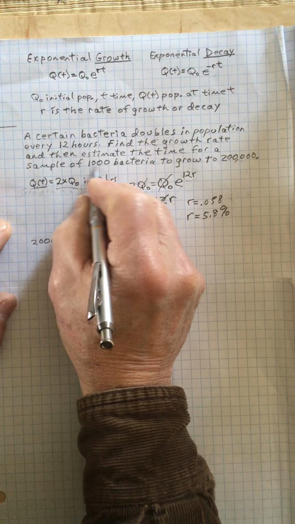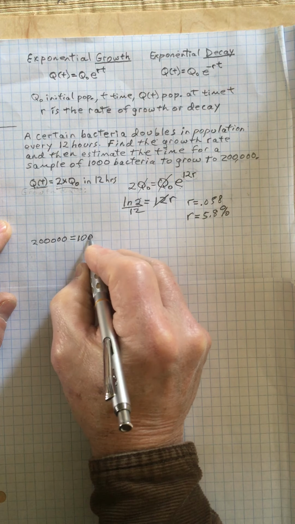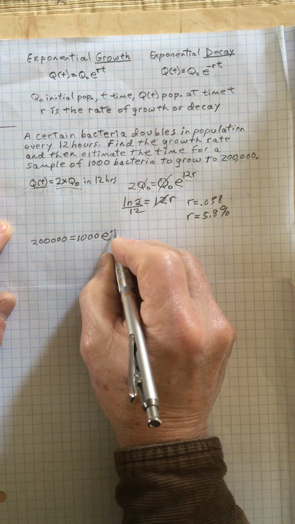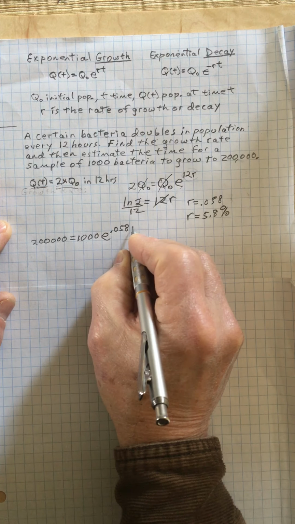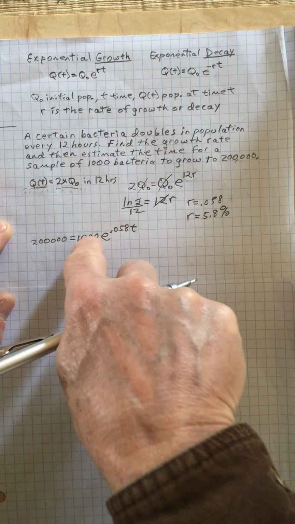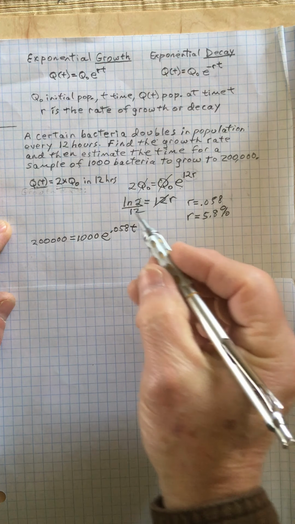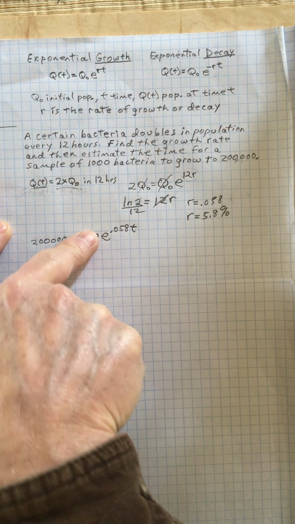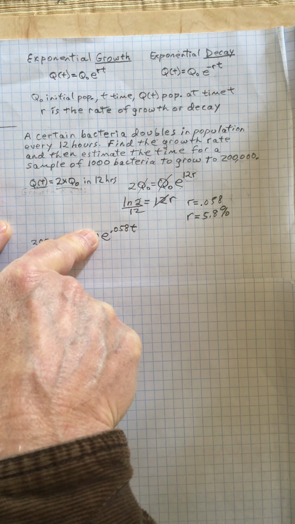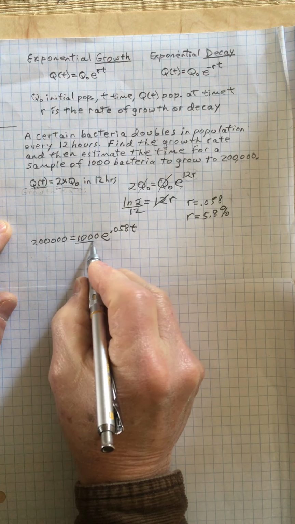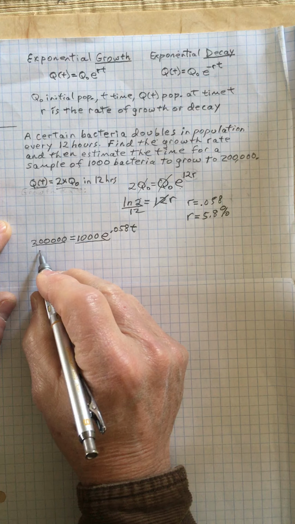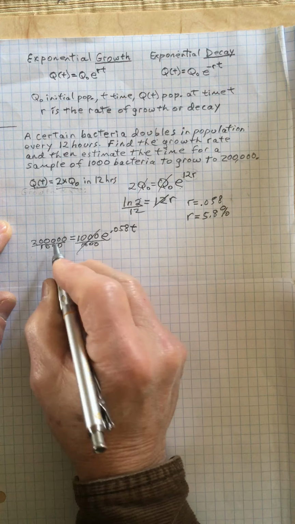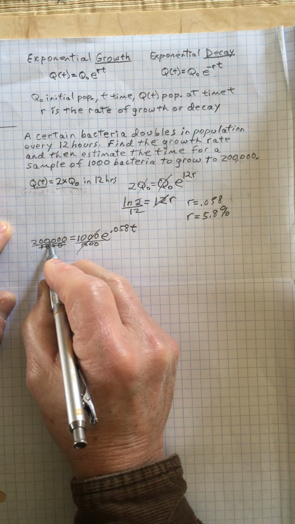I'm starting at 1,000, that's my starting pop. My rate is 0.058. And I'm trying to figure out what the time would be to get me from here to here, so t is unknown. So again, I need to isolate this e value so I can take the natural log and cancel it out. So I need to divide both sides by 1,000. So that's gone. And I get rid of 3 zeros here.